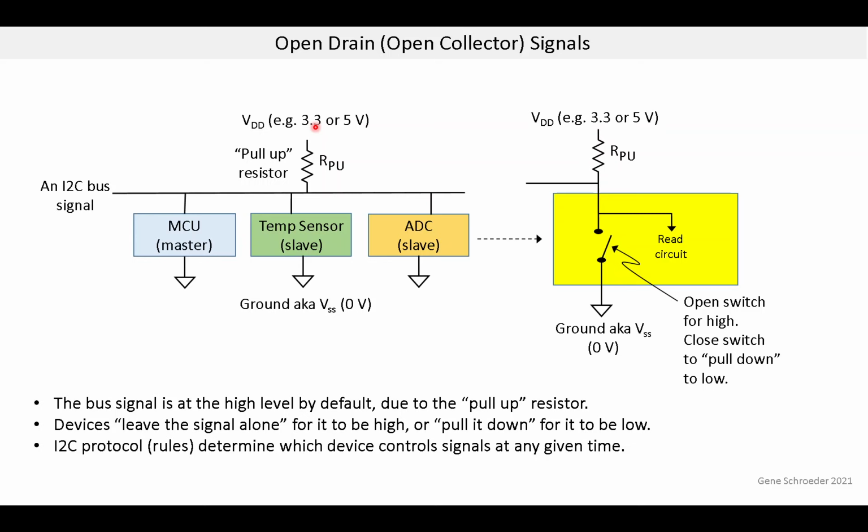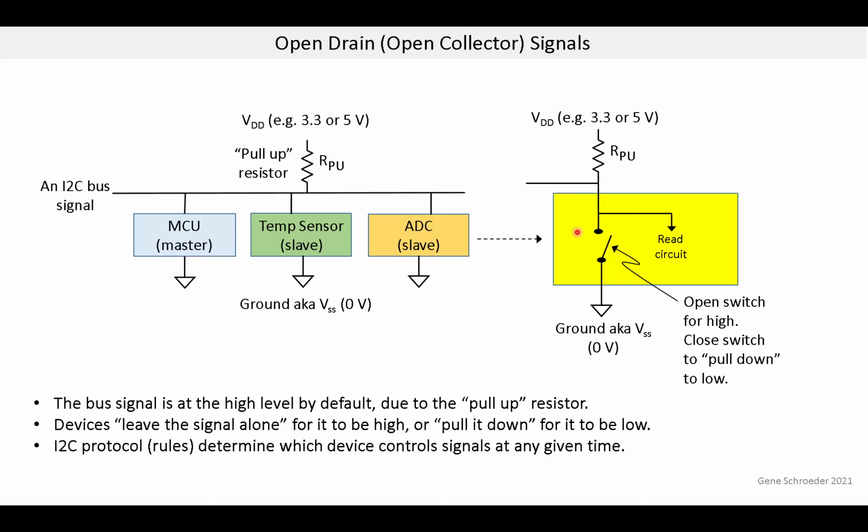And as seen here, this high level is sometimes labeled VDD for drain or VCC for collector. So devices, any of these 3, just leave the signal alone if they want it to be high, because the pull-up resistor is pulling it high. But they pull it down to make it low. When any of these devices pulls the signal low, it overpowers this pull-up resistor. As soon as the device leaves it alone, the pull-up resistor will pull it back high again.